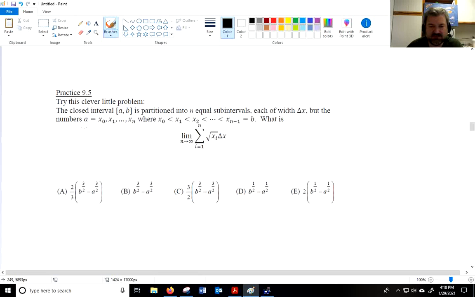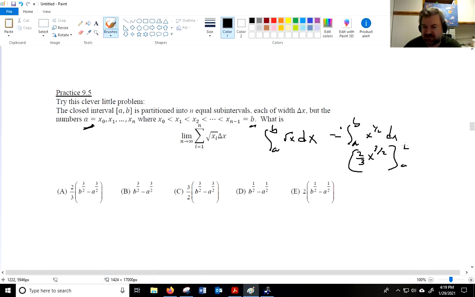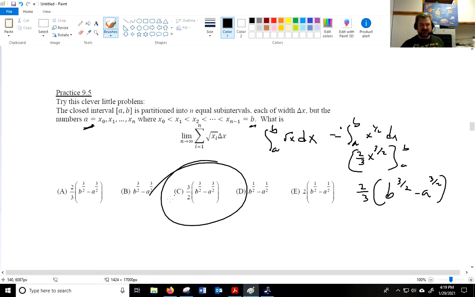So we were told that we're going from a to b. So that made that part easy for us, right? The function is the square root of x, and this delta x must be going to an infinitesimally small dx. So we're really just evaluating the integral from a to b of x to the 1/2 dx, which becomes x to the 3/2 times 2/3 from a to b. All right, I can factor out a 2/3 and call this b to the 3/2 minus a to the 3/2 when I use the fundamental theorem, making the answer C. Pretty cool, huh?